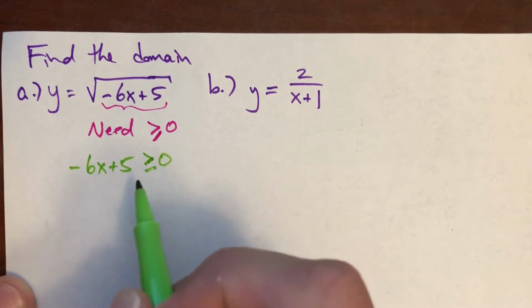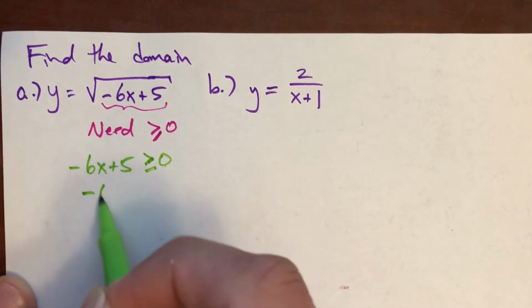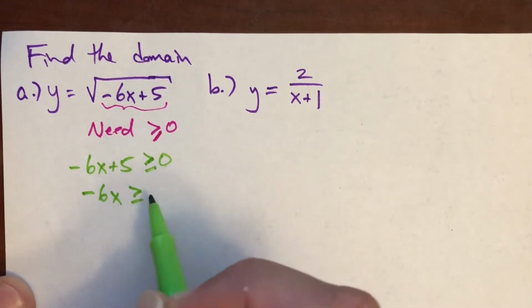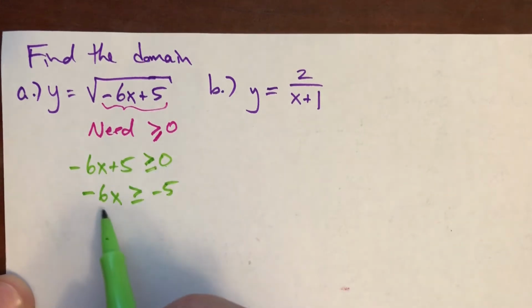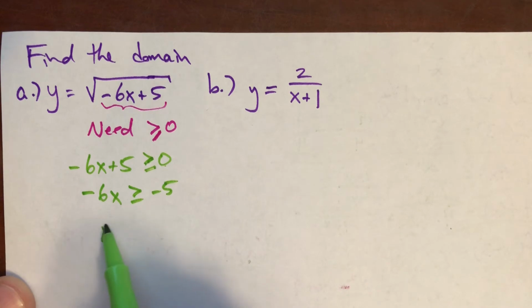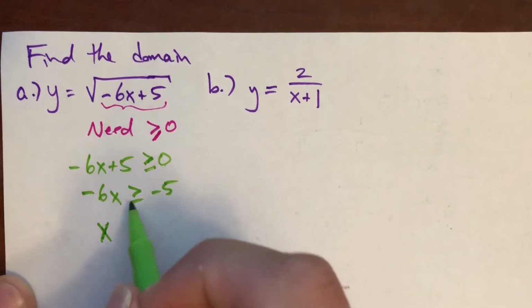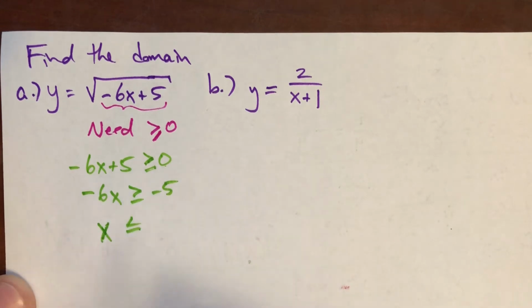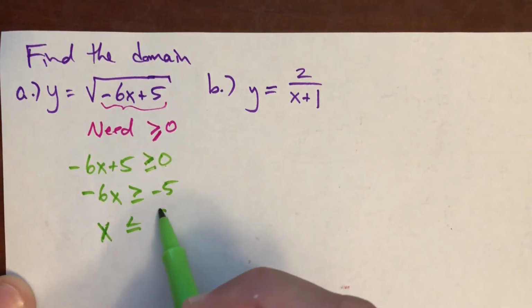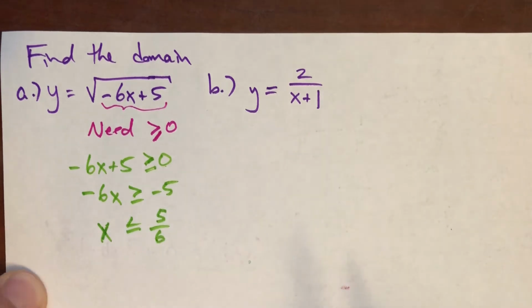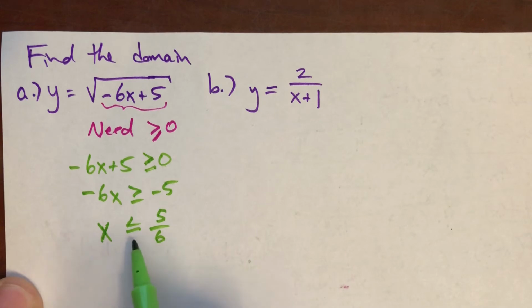We're going to take 5 away from both sides. Greater or equal to negative 5. We're going to divide by negative 6. So here's where we're going to make an error. Be careful when you divide or multiply by a negative number with an inequality. You got to switch the sign around. Okay, so we got negative 5 divided by negative 6. So the negatives are going to cancel out. We got 5 over 6. So our domain in the first case is that we need x to be less or equal to 5/6.